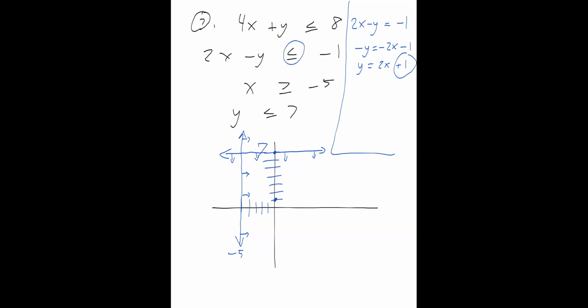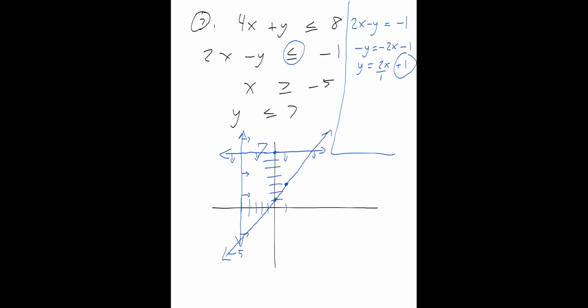So the y-intercept's going to be 1, and the slope is 2 over 1, which means we go up 2 and then over 1. So that's going to be the second point, up 2 and over 1 to the right. Then I'm going to draw that line. Boom. Like that. Okay, and then should I shade below or above that line?